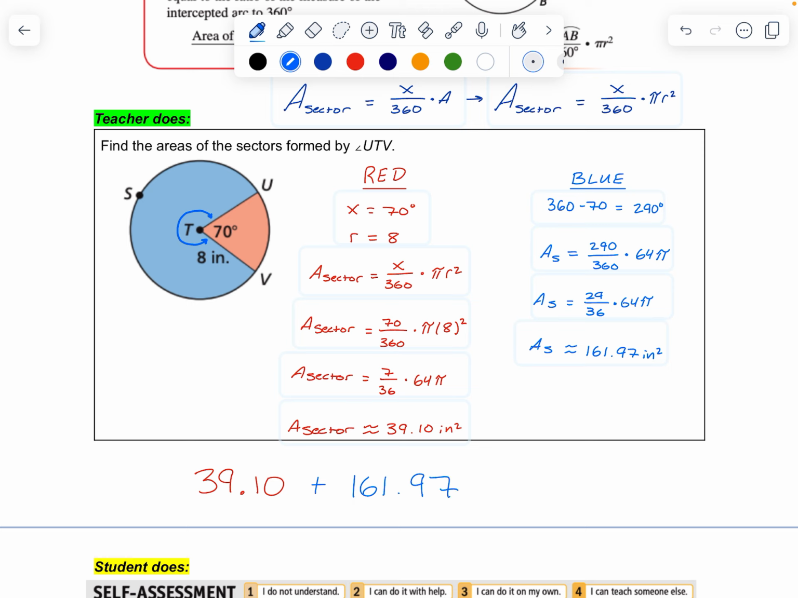If I add up those two sectors together, I should get something that's pretty close to the area of this entire circle. So if I just did pi times 8 squared, what does that get me?